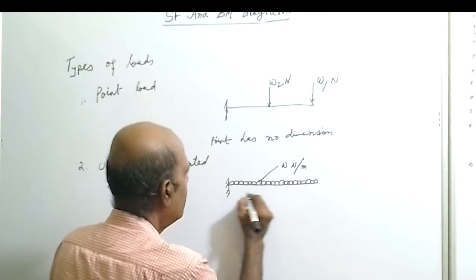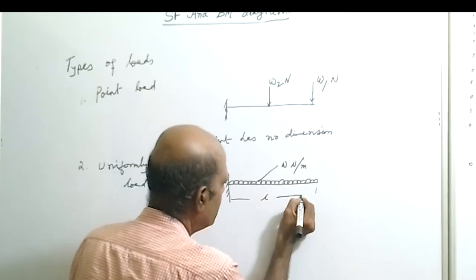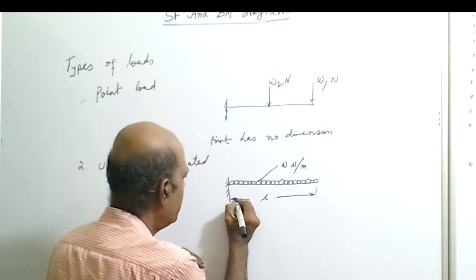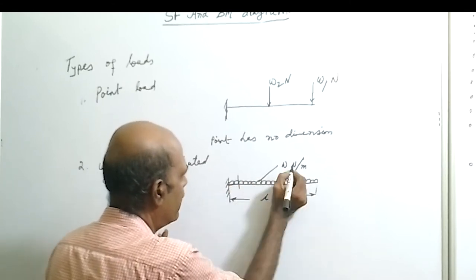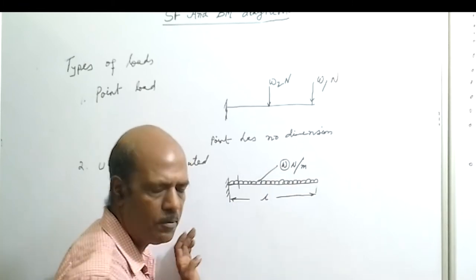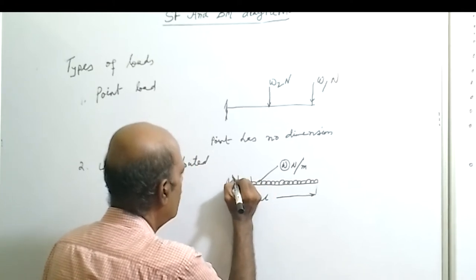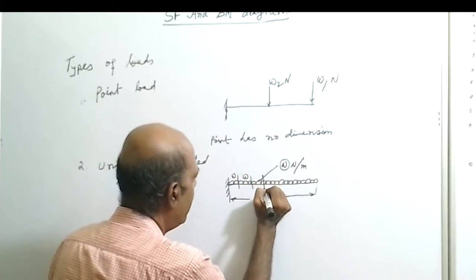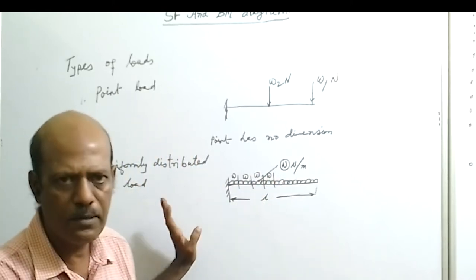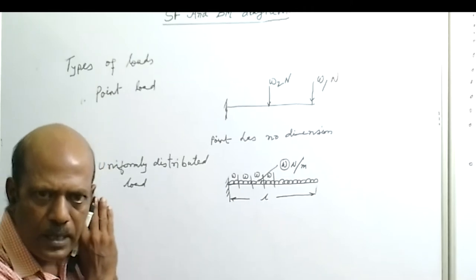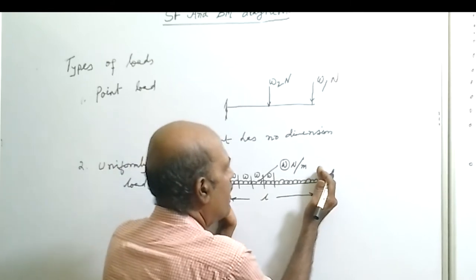So here the length of the member is L and the load is distributed evenly. What does evenly mean? If you take 1 meter length, the magnitude of load is W, and if you take another 1 meter length, the load at every unit length will remain the same. So the load is evenly distributed over the whole span of the member or part of the member.